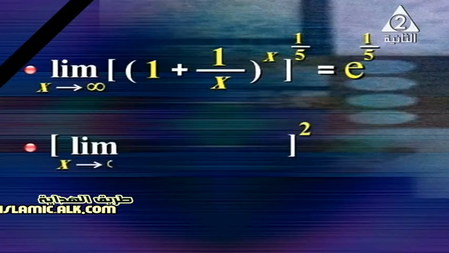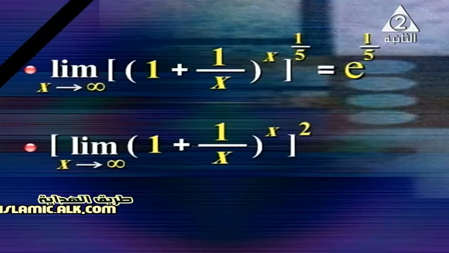The second limit as x tends to infinity is [(1 + 1/x)^x]^2. The first limit is e, so the answer is e^2.